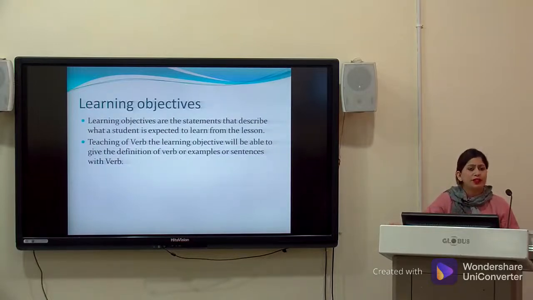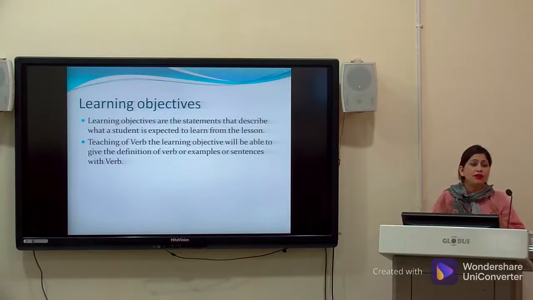Now, what are the learning objectives and what do we understand by taxonomy? As I said before, taxonomy means classifying. In Bloom's taxonomy, Bloom wanted to classify those instructional objectives, those learning objectives which the teacher teaches. Now, first of all, in order to understand Bloom's taxonomy, what are learning objectives? Learning objectives are the statements that describe what a student is expected to learn from the lesson. So, learning objectives are those statements that describe what students will learn at the end of the lesson.